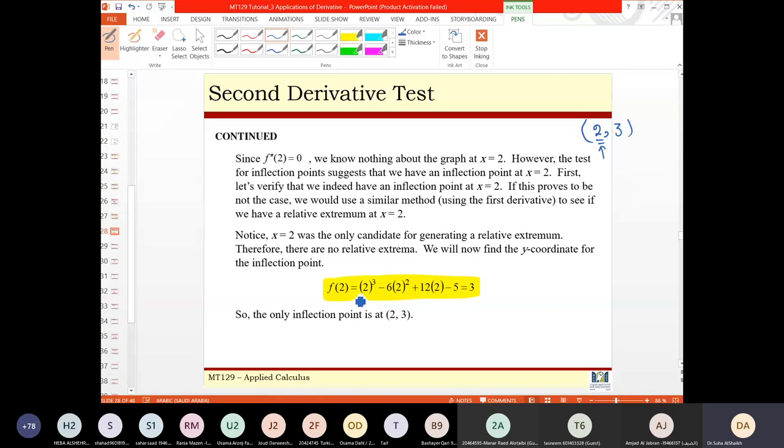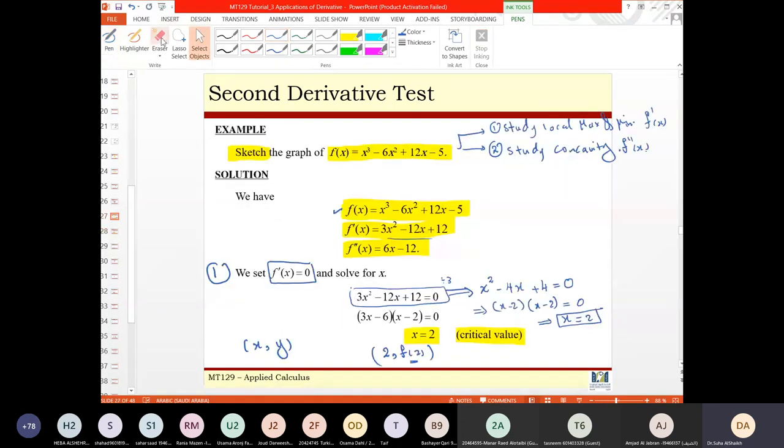Now, can somebody tell me, I suspect that this point may be a minimum or maximum. How can I check now? How will I check whether it's a minimum or a maximum? What do you think? By checking the f double dash. You are correct, by checking f double dash. I already have it here.